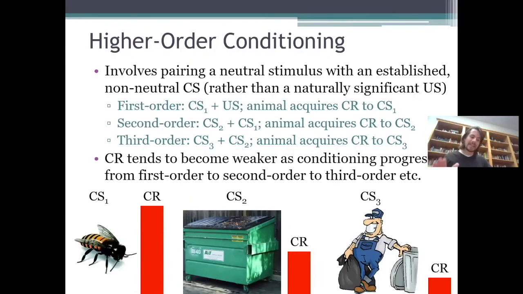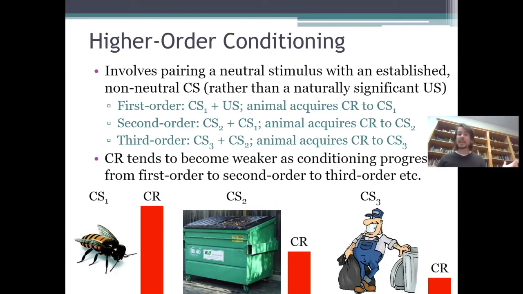However, in practice, third order conditioning and even higher order conditioning tends to be fairly difficult to demonstrate. Okay. So, in the example that I just described, if you did learn to fear the garbage man, then it's likely that your third order fear of him would be much weaker than your first order fear of bees. And you'd probably also acquire that third order conditioned response much more slowly than you acquired the first order one. So there is a general tendency where, as you progress on up the chain from first order conditioning to second order conditioning and so on, you typically get weaker and weaker conditioned responses.